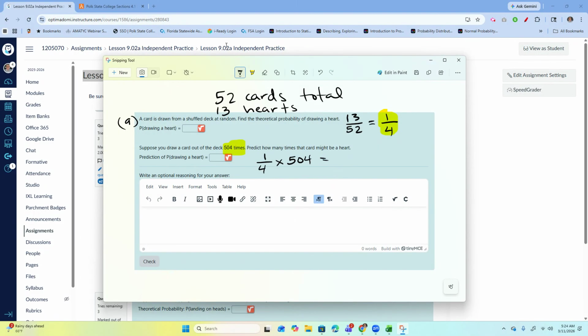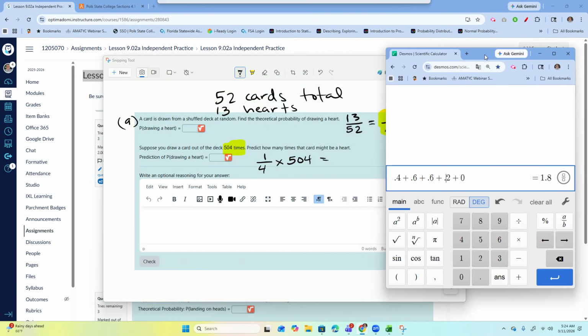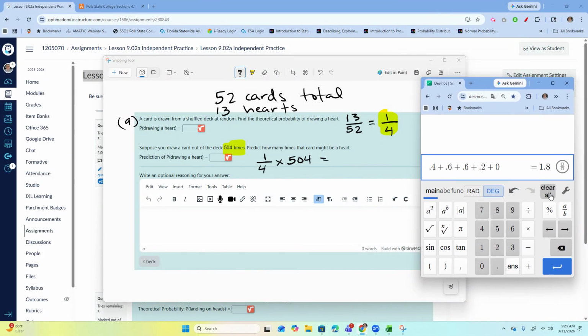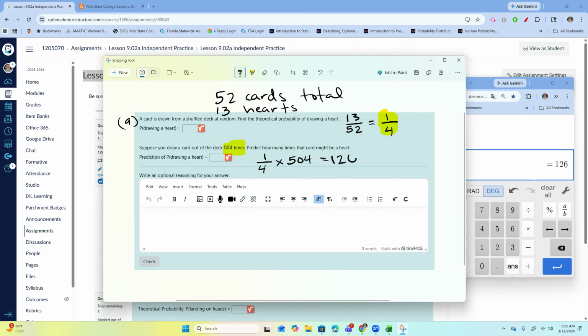And that will give you an idea how many times you're going to get a heart from the deck of cards if the theoretical probability is 1/4. So let's do that. 1/4 times 504. And you can see that you can expect around 126 times the card to be a heart if you draw a card from the standard deck 504 times. Let's go to the next problem.